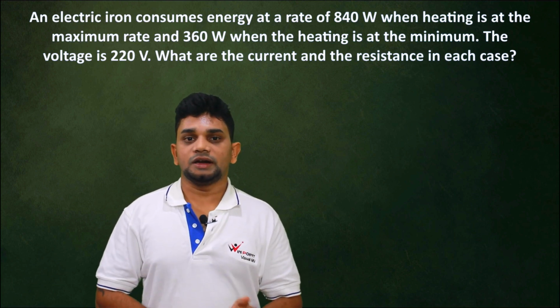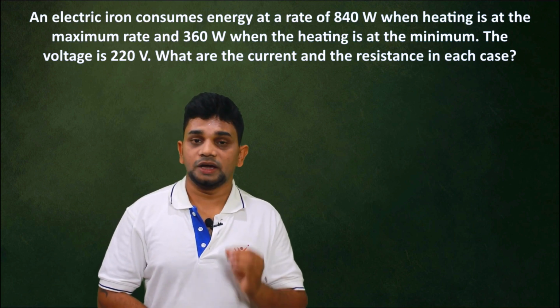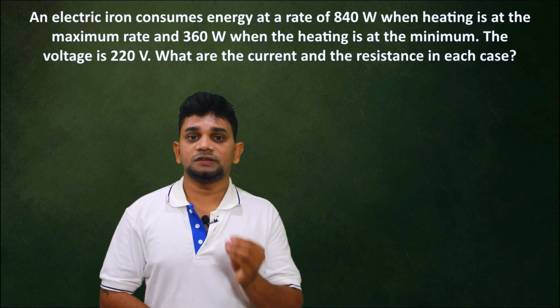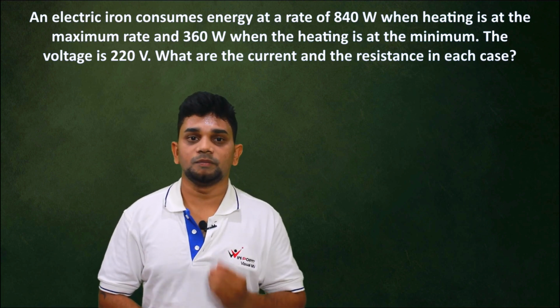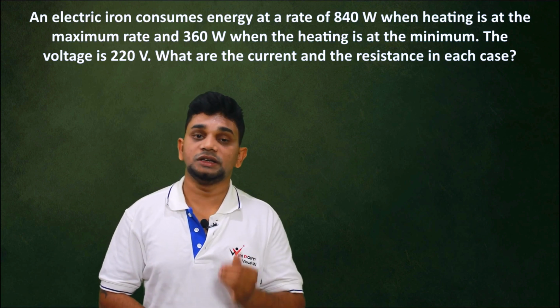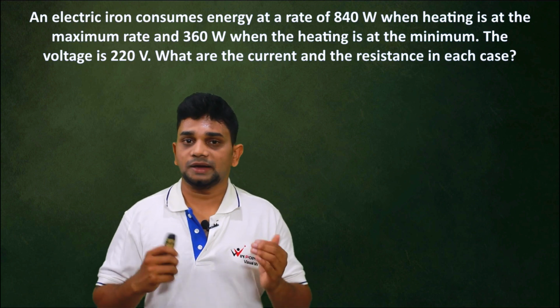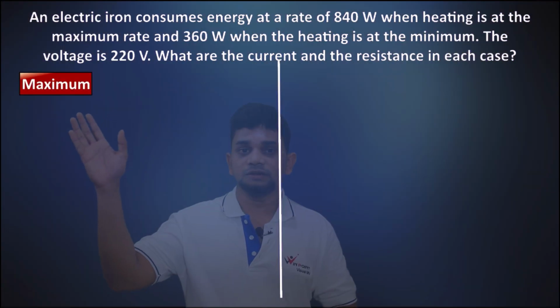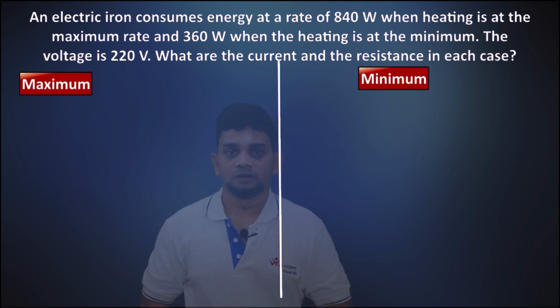An electric iron consumes energy at a rate of 840 watt when heating is at the maximum rate and 360 watt when the heating is at minimum. The voltage is 220 volt. What are the current and the resistance in each case? There are two cases. One is maximum heating, second one is minimum heating. We need to make two sections: maximum heating and minimum heating.